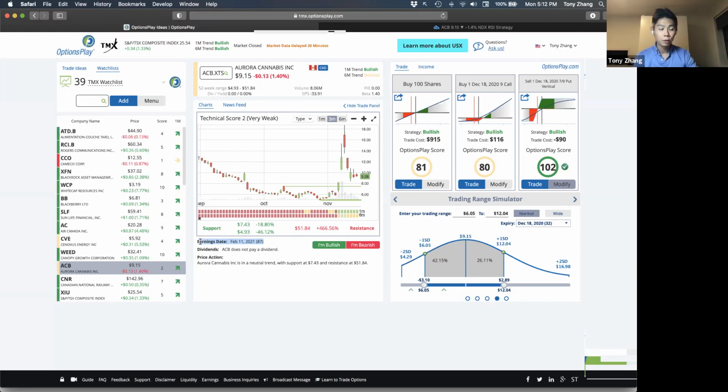But if Aurora was reporting earnings on Thursday, you could still sell the same option strategy. The strategy doesn't change itself. The question is just what do you want to trade? Do you want to trade this strategy on a stock that's reporting earnings next week? Or do you want to trade the strategy on a stock that doesn't report for another 80 days? That's up to you, but the strategies are the same.